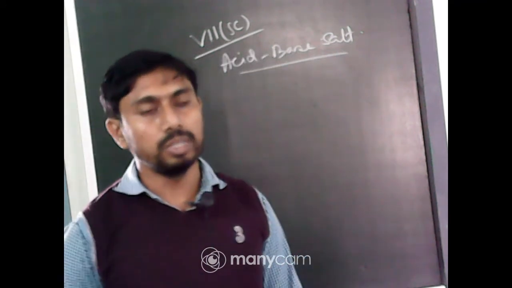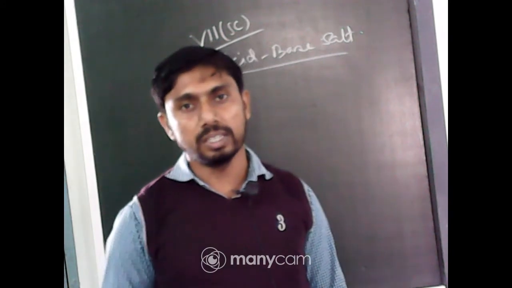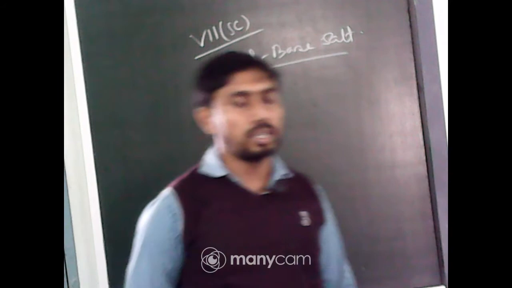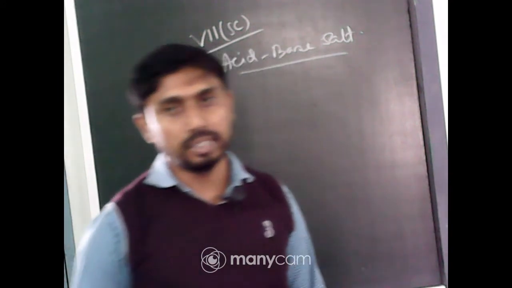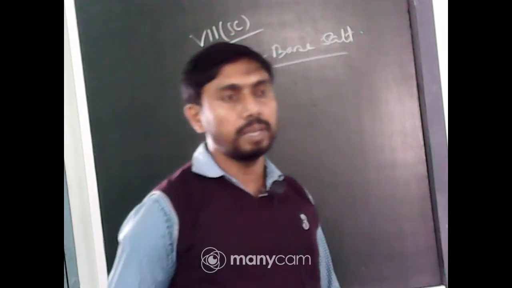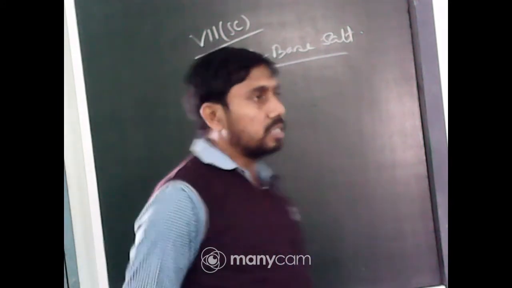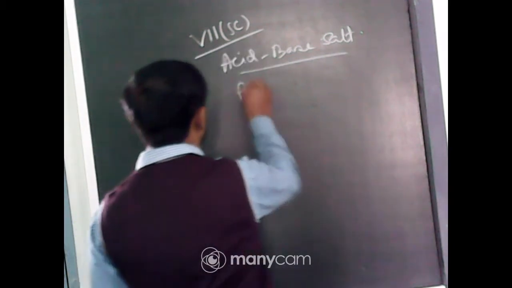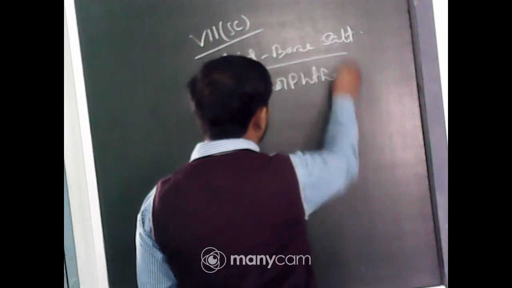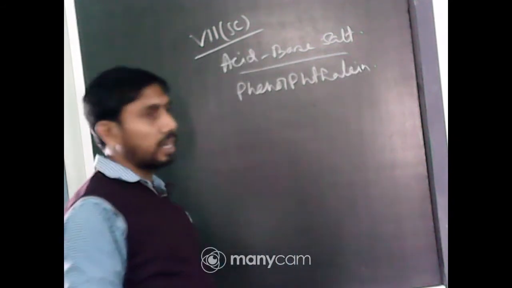You have to know an important term, what is an indicator. Indicators are some natural and some artificial, that is, synthetic made. A synthetic indicator is phenolphthalein. The spelling of this indicator is very long.